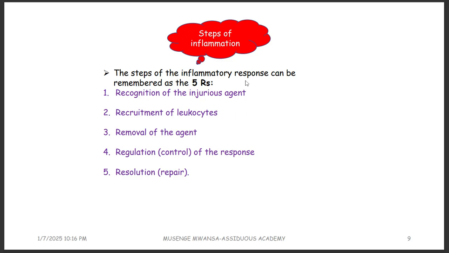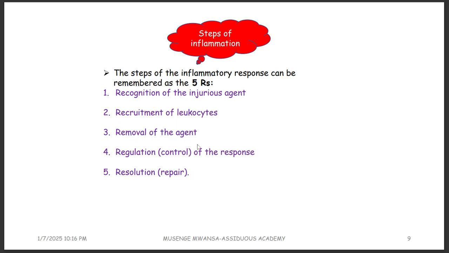And then when you recognize this injurious agent, you are going to recruit leukocytes, which are the white blood cells. The aim of recruiting these white blood cells is to remove the agent. And then after you've removed the agent, there should now be control of the response, because if it becomes abnormal, it will become bad to us.